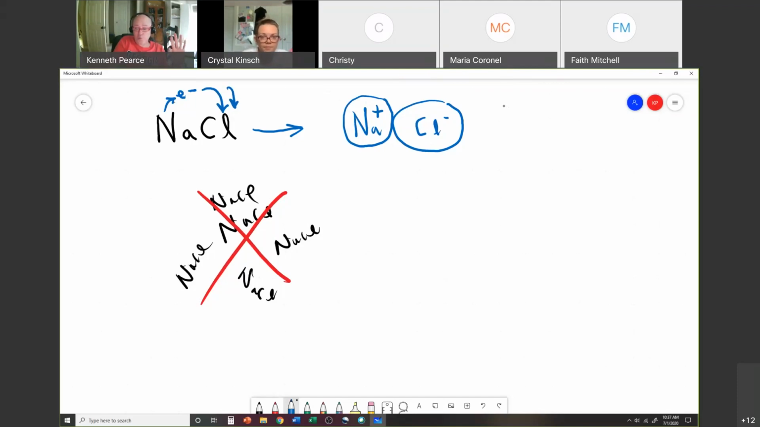Okay, so once we form these ions, we yanked off the electrons, we added them back on. Now they form a lattice, and so we have some sodiums with some chlorine. So far so good. You say, hey, this is what I knew already, right? But it's not like that.